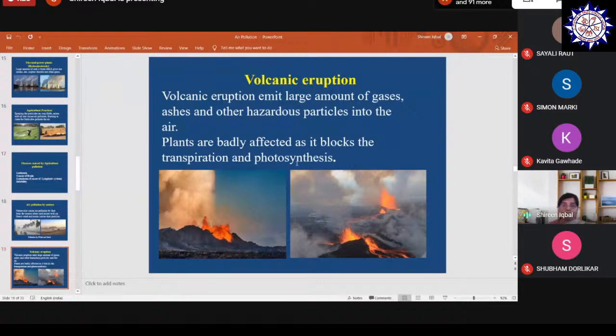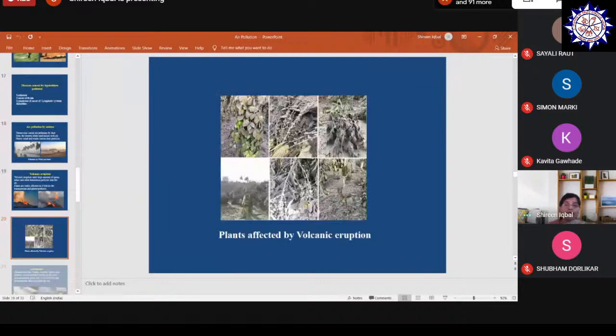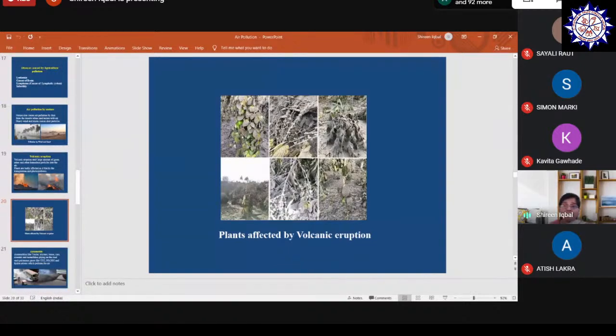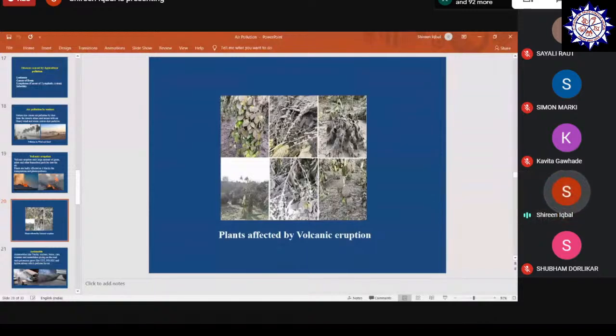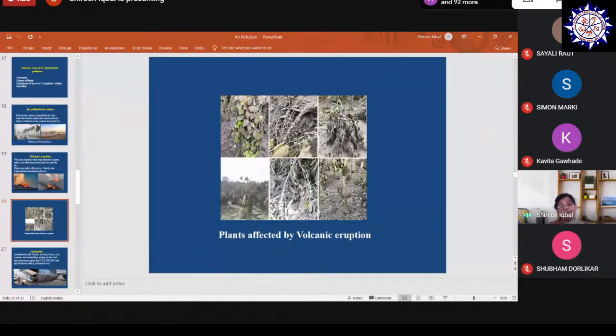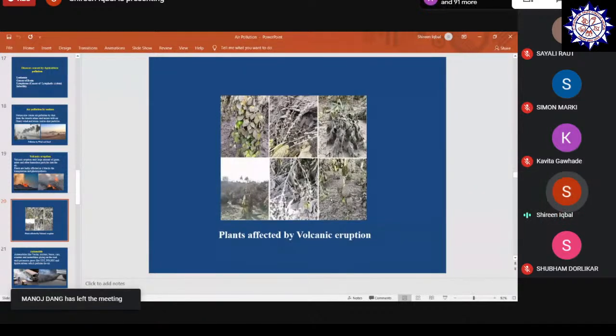That is the volcanic eruption. So here in the picture you can see the badly affected plants. Here the green leaves, it's converting or it's drying, and ultimately the plant, it will die. You can see here in the picture.